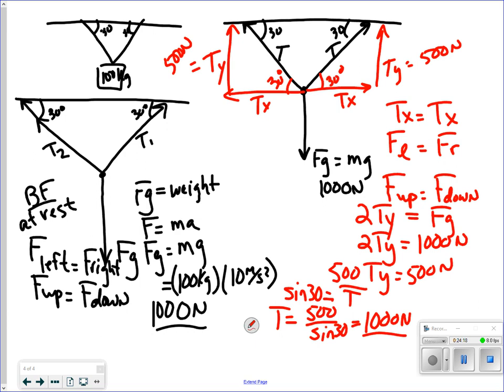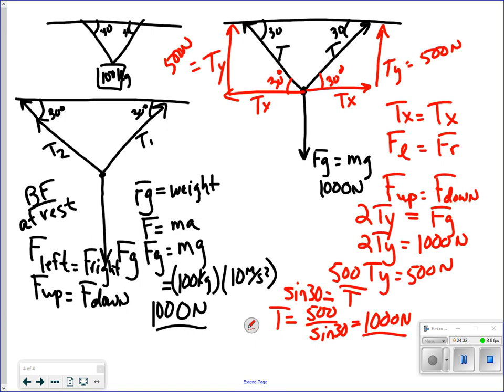It's not the case. It's only when it's a 30-degree angle. All right, remember, left equals right, up equals down if something is not moving or it is moving with a constant velocity. That is what we consider to be statics. Okay, so that is what you're going to do for a tension problem.